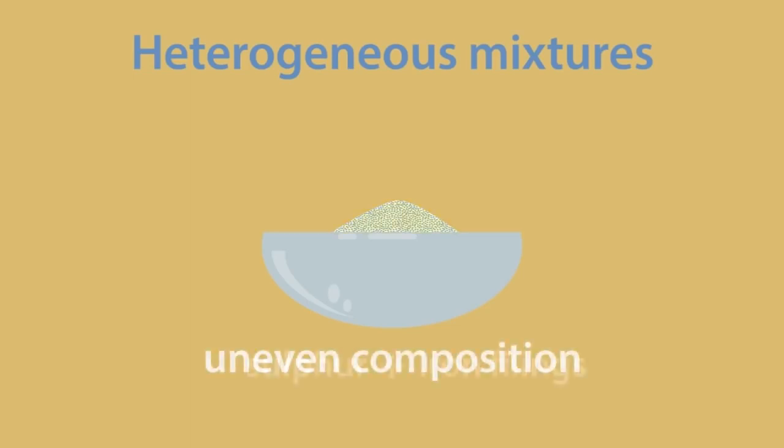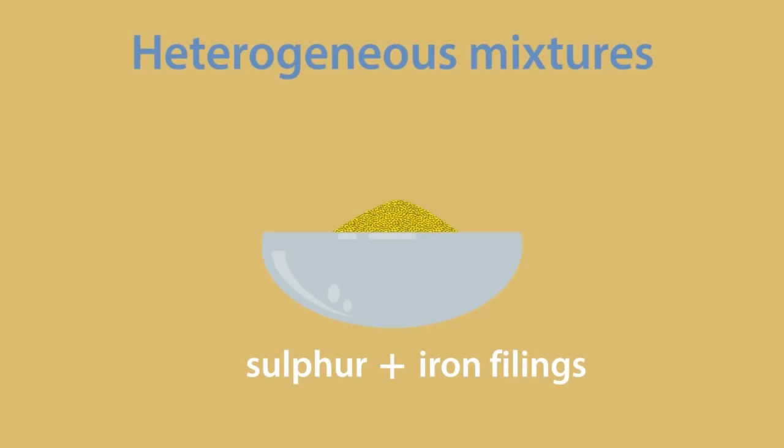If we have a mixture of sulfur and iron filings, we can easily separate this mixture with a magnet. The magnet will remove all of the iron filings, leaving behind the yellow sulfur powder.